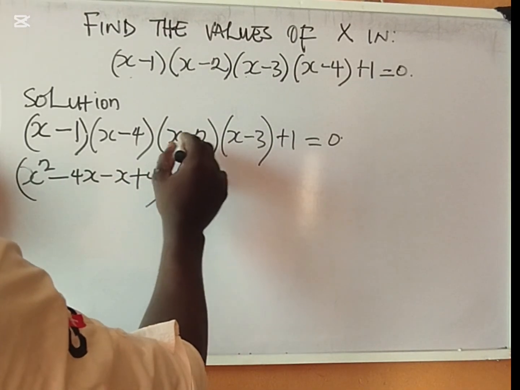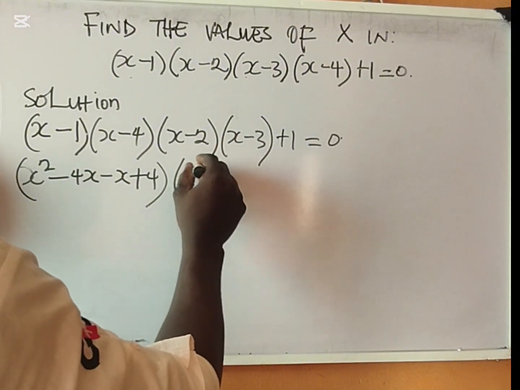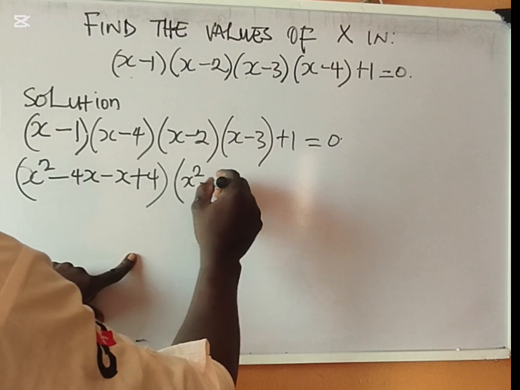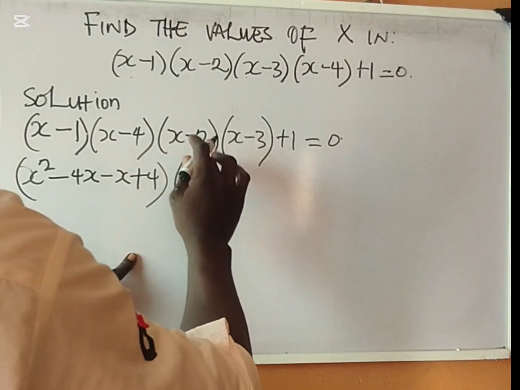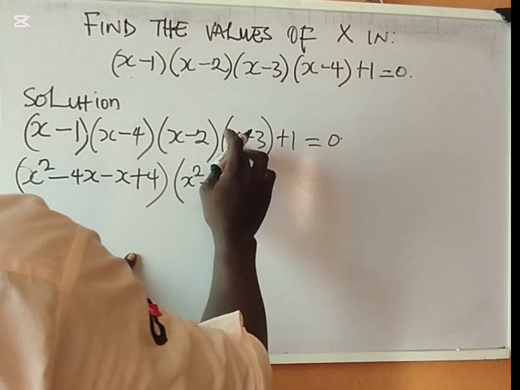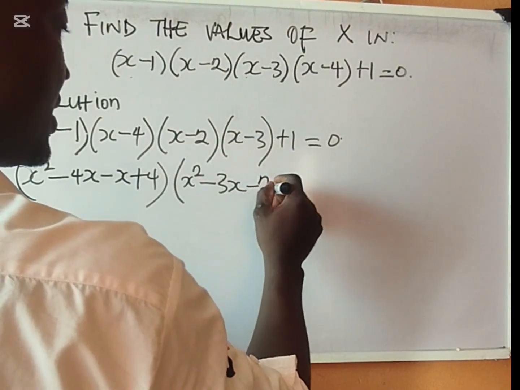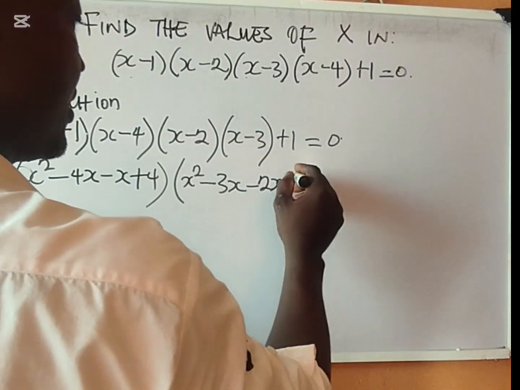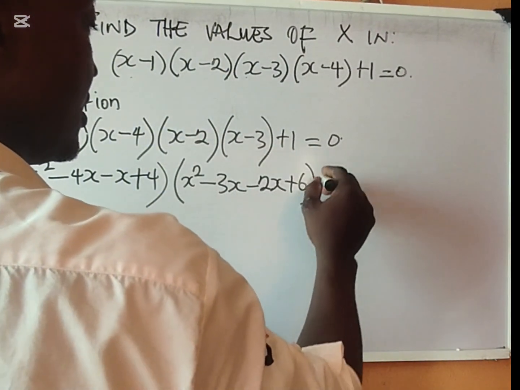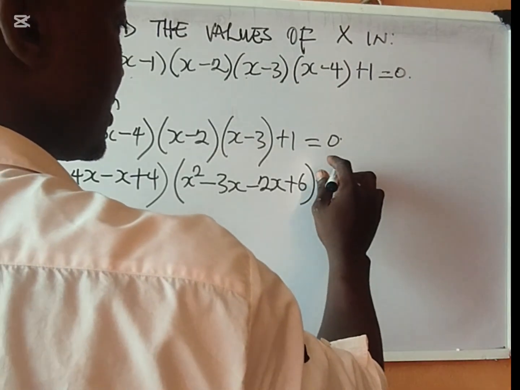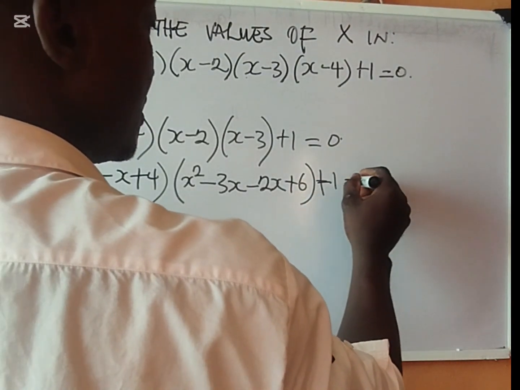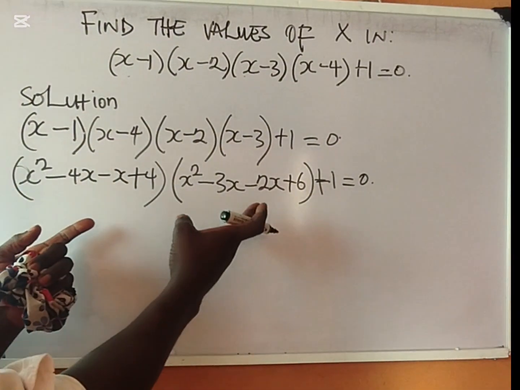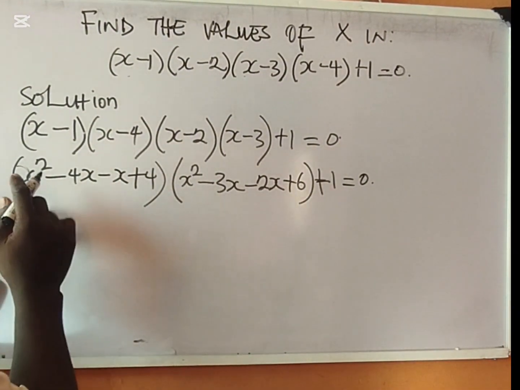Open a bracket. x times x is x squared. x times minus 3 is minus 3x. Minus 2 times x is minus 2x. Minus 2 times minus 3 is plus 6. Plus 1 is equal to 0. So I can simplify this further.